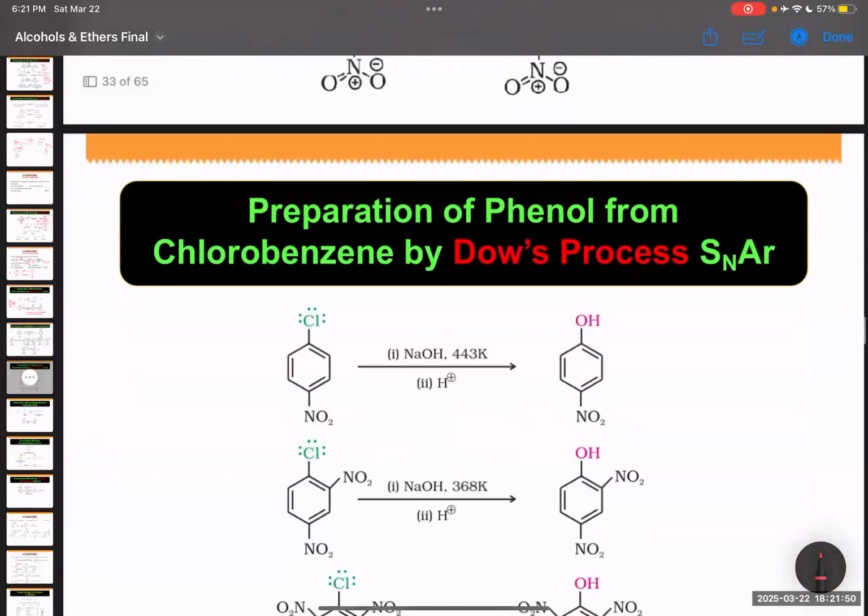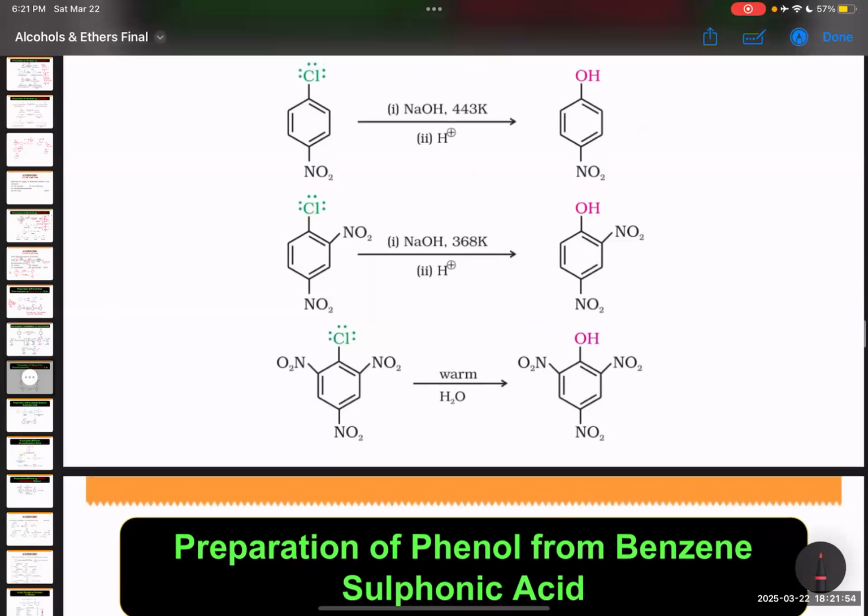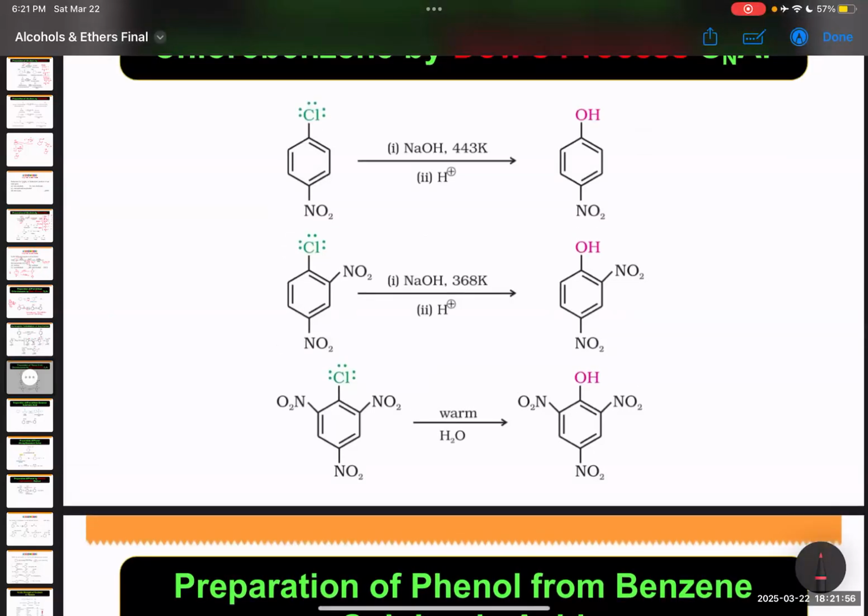Yes. And if you have more and more NO2 at the ortho and para positions, the reaction is going to become more and more easier. As you can see here, you just react with water and you just warm it. Why is it so reactive? Because this NO2 is doing the resonance, and it is bringing in positive charge at its ortho and para positions.